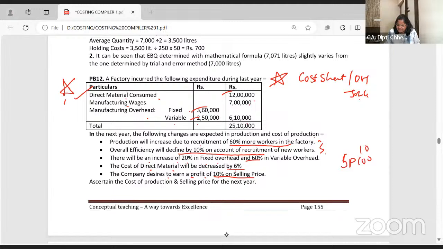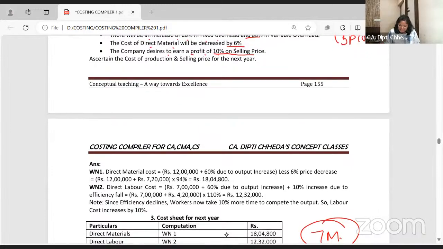Let the selling price be 100. 10% profit, so let the cost be 90. Had it been on cost, it would be 110. Ascertain the cost and the selling price.